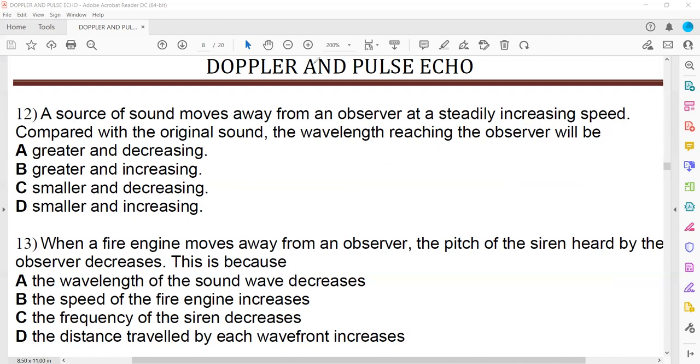Is this question clear, why the wavelength received by the observer will be longer, as well as continue to increase as the object is accelerating, or the speed of the object is increasing?